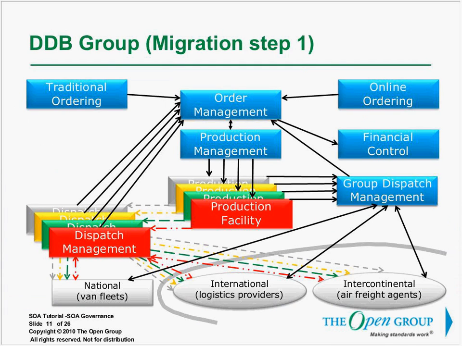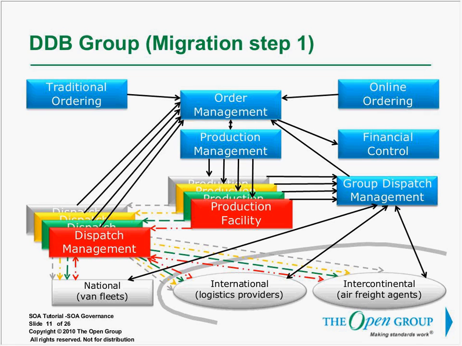So this is our top-level chart for DDB, and it shows that they have their traditional ordering mechanisms. They have order management components. They have a production management capability connected to each of their production facilities that are aligned with dispatch management and one-off integrations with online ordering. It's not particularly well integrated. It's basically: you've got a graphic, you put one of these in, and so it's not integrated with their business partner supply chain. Financial control is also an issue, as well as group dispatch management.